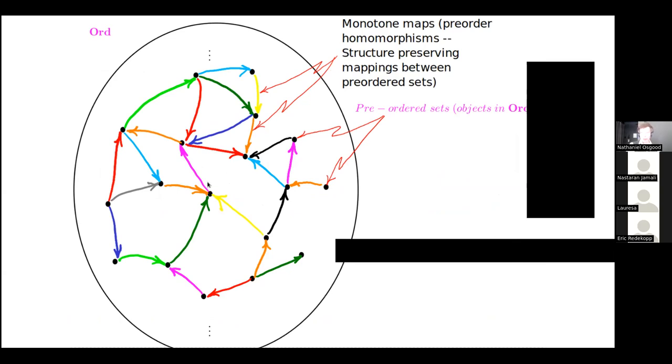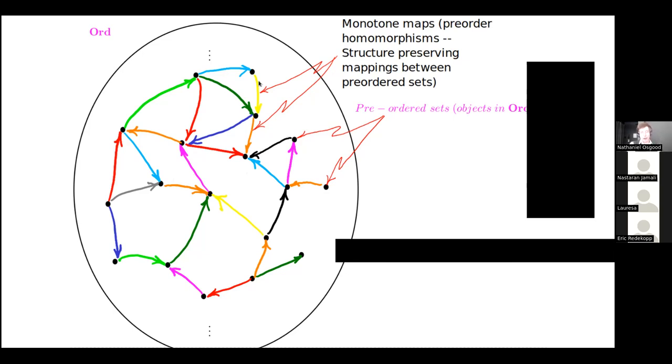So let me ask this. In this category, where the objects are posets and the morphisms are monotone maps between them, what are the identity morphisms here? You tell me. The monotone mapping that maps it to itself. Yeah, maps to itself.